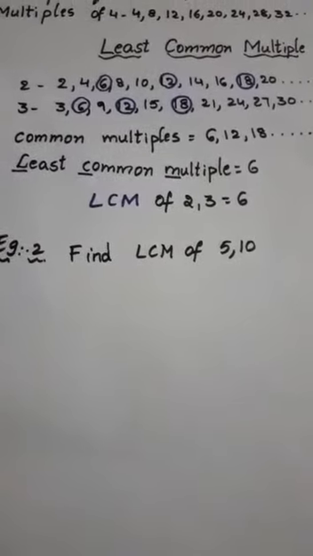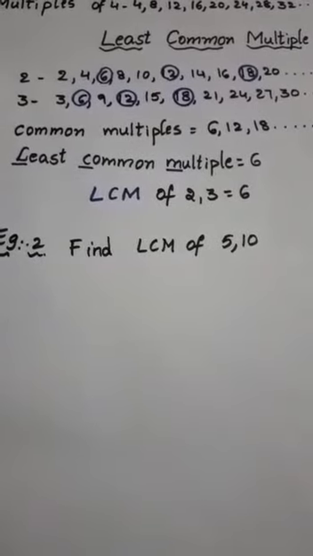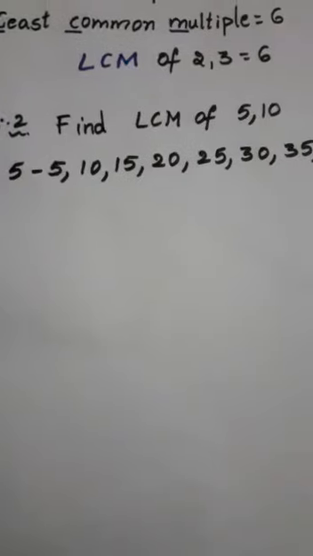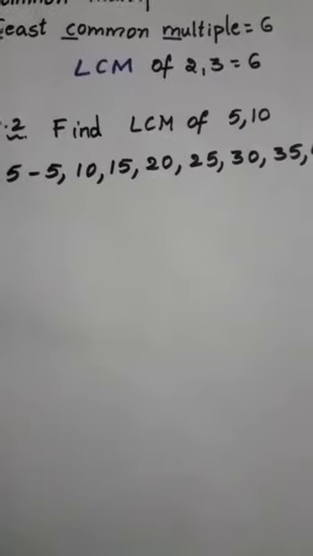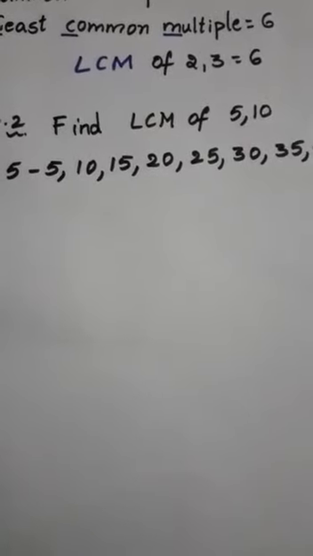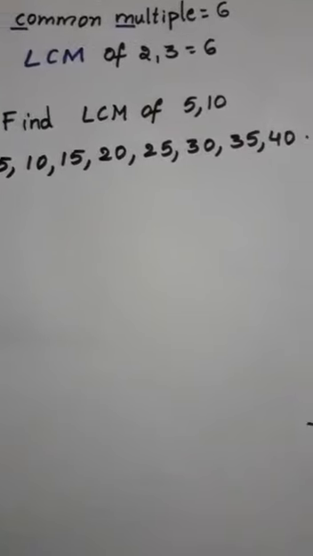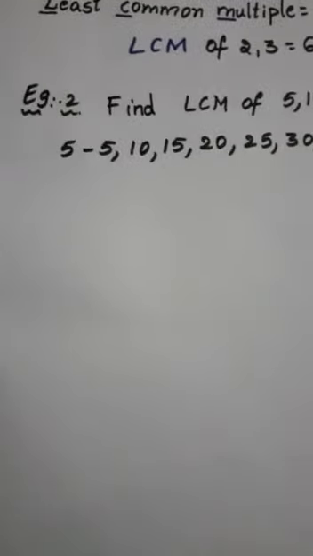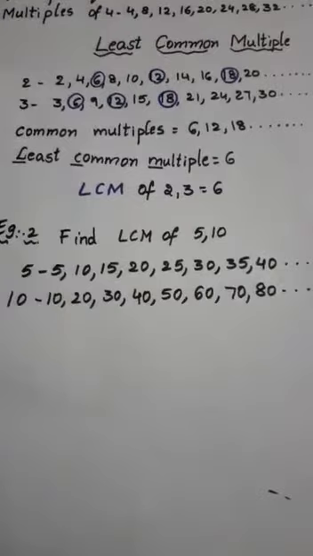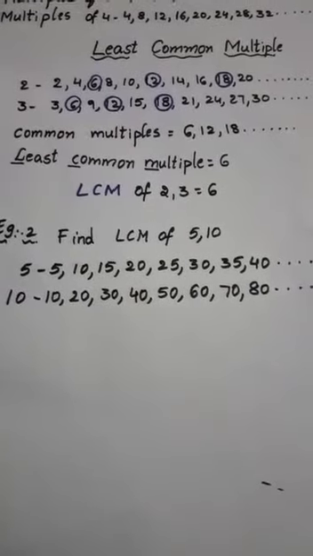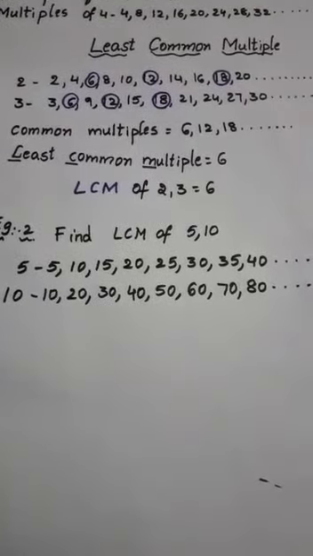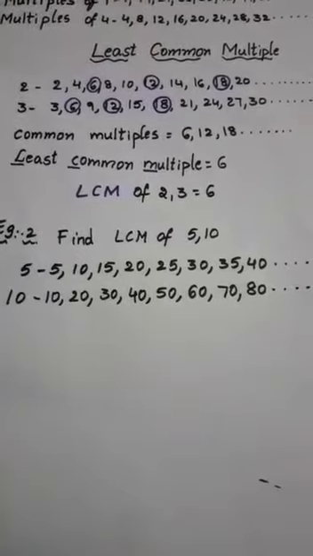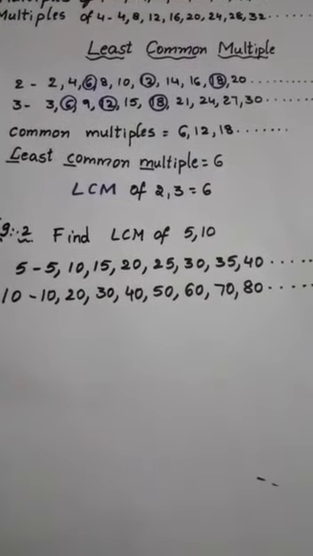Now second example, in the same way, find LCM of 5, 10. So from that first step, we should write multiples of 5. Now what are the multiples of 5? 5, 10, 15, 20, 25, 30, 35, 40, and so on. Now write multiples of 10. 10, 20, 30, 40, 50, 60, 70, 80, and so on.